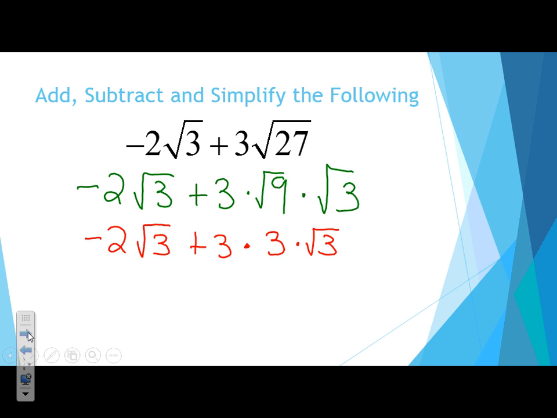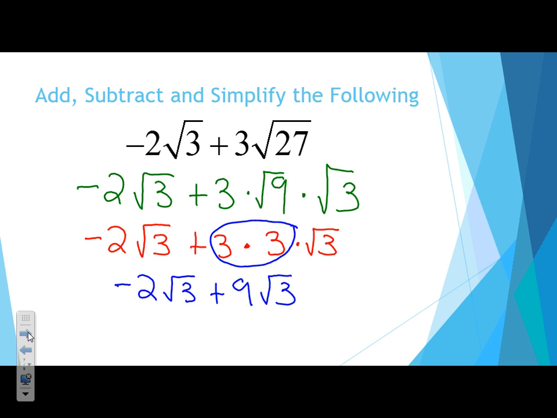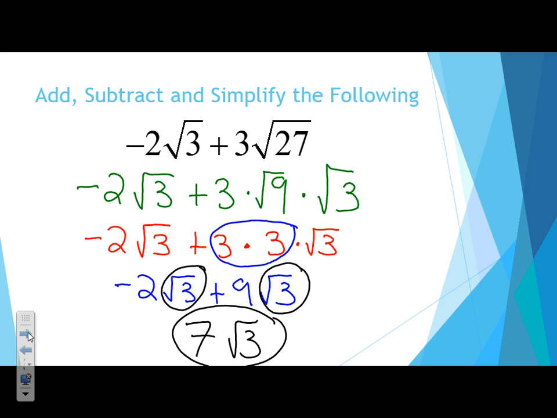Now, I can simplify this one more time because I know that I can combine 3 times 3, which would be 9, so I'm going to get negative 2 square roots of 3 plus 9 times the square root of 3. Now that I've gone through all this, we can see that we have the same radical. They're both underneath the square root of 3. So, negative 2 plus 9 is 7 square roots of 3, and that, ladies and gentlemen, is our answer.